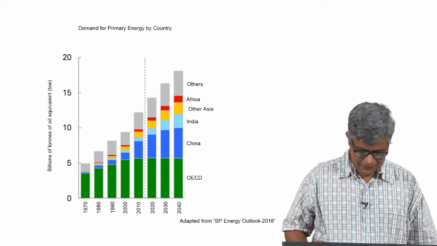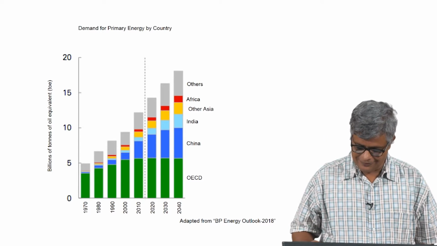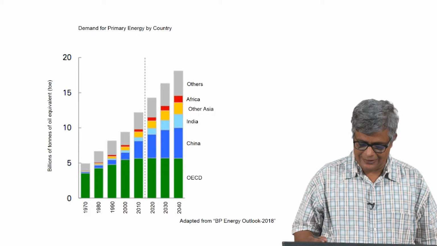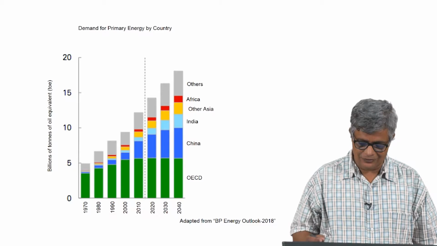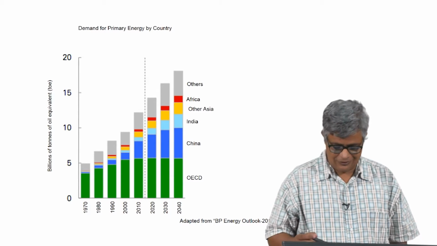Here we have OECD countries, these are economically developed countries, and then we have distinguished here is China, India, other Asian countries than India and China. You have Africa and all the others, Middle East, Latin America and all those.